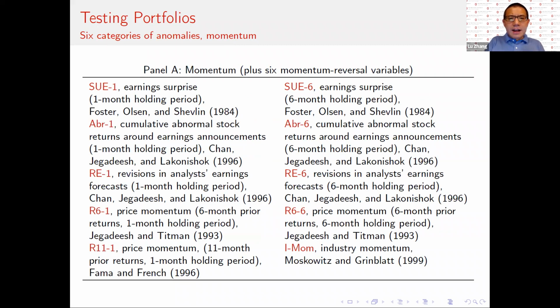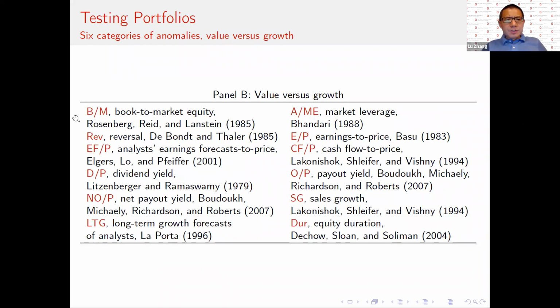There are six categories of anomalies. The first category is momentum. At the time we only had 80, and later on in our replicating anomalies paper, we expanded drastically to 452. So right now we have earnings momentum, price momentum from Jegadeesh and Titman, industry momentum, and the Fama French 96 version of price momentum. Value versus growth includes book to market, market leverage, sales growth, Michelson and Solomon's equity duration, Lakonishok, Shleifer and Vishny's cash flow to price, and of course, DeBondt and Thaler's long-term reversal.